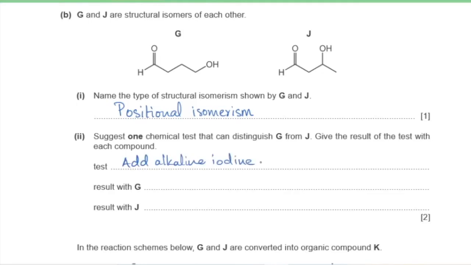Alkaline aqueous iodine will give a positive result with only methyl ketones, secondary alcohols, and methyl aldehydes. So the result with G is going to be no change. But with J, which has a secondary alcohol group, a yellow precipitate will form, that is triiodomethane.